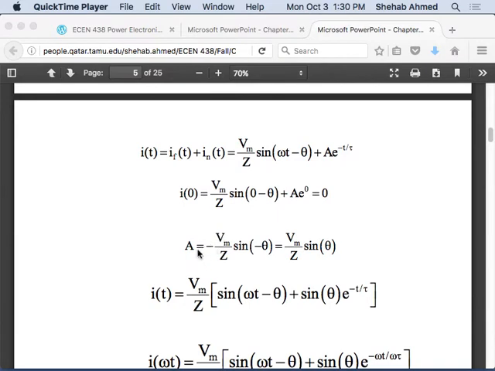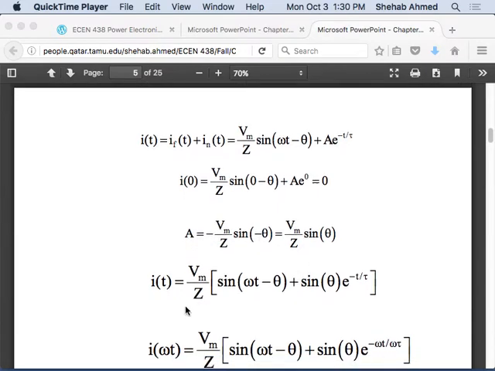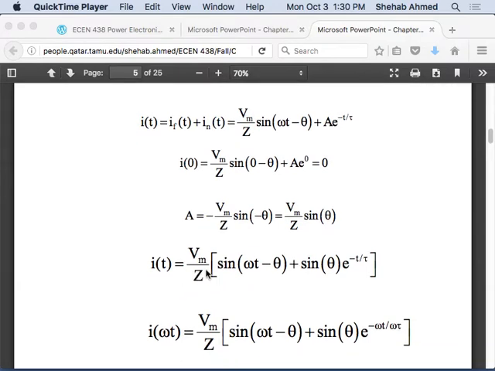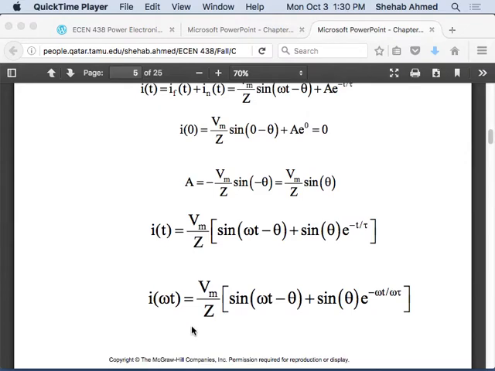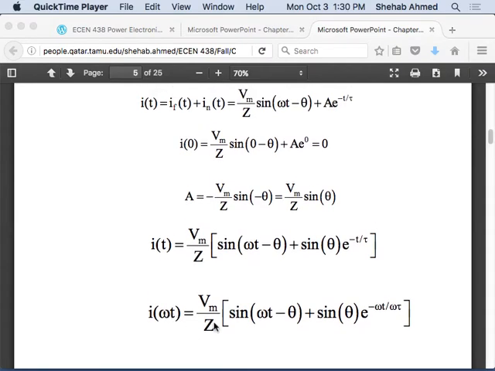After that, we can just take this A that we've solved for and plug it into my time domain current equation. So I plugged it in and found my equation for current in terms of time or in terms of radians. It doesn't matter. All I have to do is change the time here to radians as well, and the time constant to radians as well, so to angles.